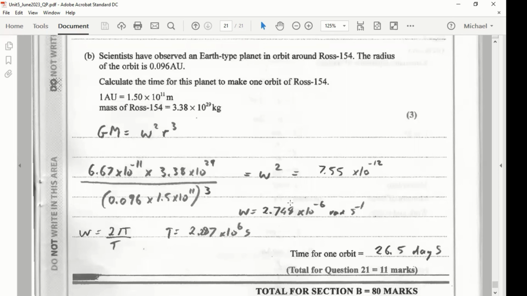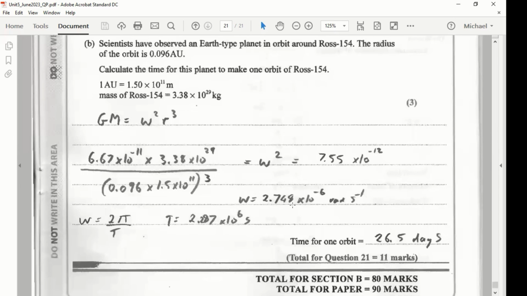So I think quite a straightforward paper, a rather dull 6 marker, a little bit of talking about stuff, but otherwise I think pretty straightforward.